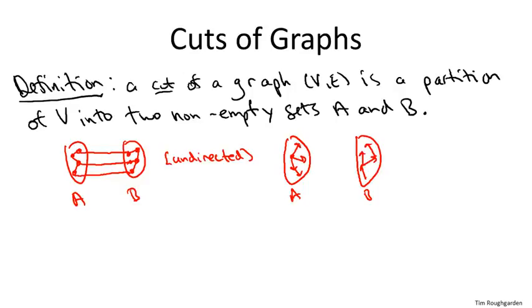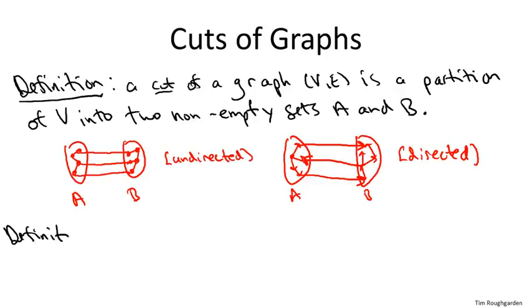And now you actually have two further categories. So you have edges which cross the cut from left to right, that is, whose tail vertex is in A and whose head vertex is in B. And you can also have edges which cross the cut in the opposite direction, that is, their tail is in B and their head is in A.